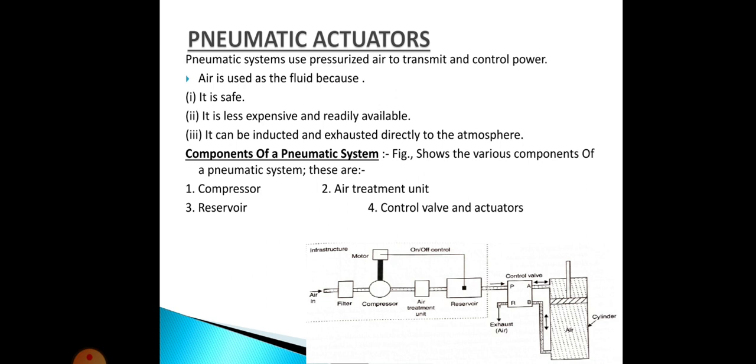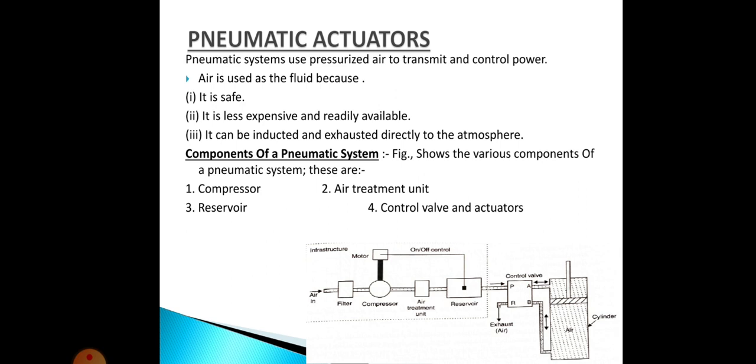Next one, air treatment unit. After the inlet air is compressed, excess moisture and heat are removed from the air. So that is the air treatment unit. It will remove the excess moisture and heat. The next one, reservoir. Unlike the hydraulic pumps, which provide positive displacement of the fluid at high pressure on demand, a compressor cannot provide a high volume of air responsively. Therefore a large volume of compressed air is stored in the reservoir or tank. So in this reservoir, which is one tank, compressed air will be stored.